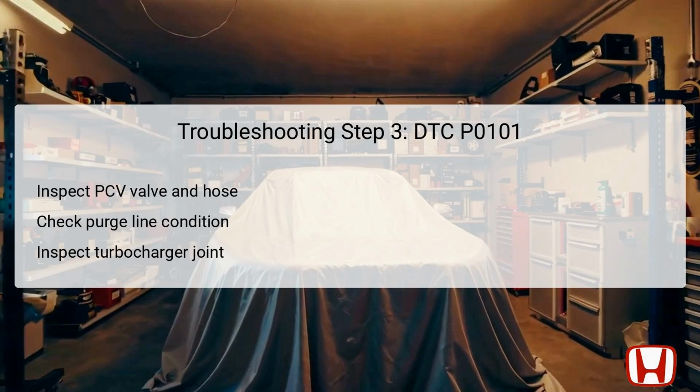Next, inspect the purge line condition to ensure that it's not leaking or blocked, as issues here can also cause erroneous airflow information. Furthermore, evaluate all components from the turbocharger joint to the throttle body to check for proper connection and functionality. Any abnormalities identified through these inspections point toward potential failures in the intake air system, which can directly impact the MAF sensor's readings and contribute to the DTC being set.